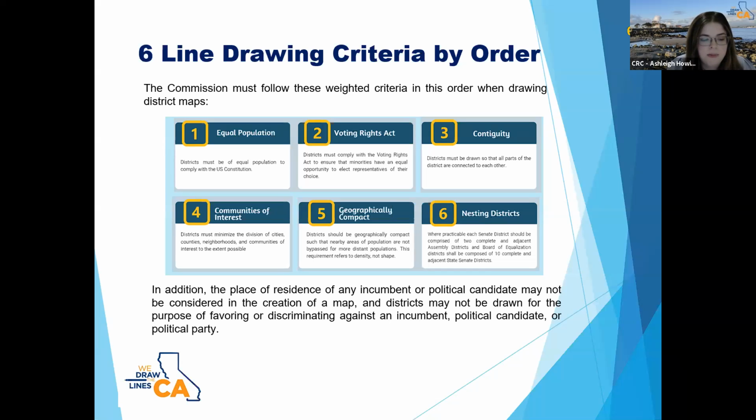And 6, where practicable, each Senate district should be comprised of 2 complete and adjacent assembly districts, and Board of Equalization district should be comprised of 10 complete and adjacent state Senate districts. So in addition to these 6 criteria, the place of residence of any incumbent or political candidate may not be considered in the creation of a map, and districts may not be drawn for the purpose of favoring or discriminating against any incumbent, political candidate, or political party.